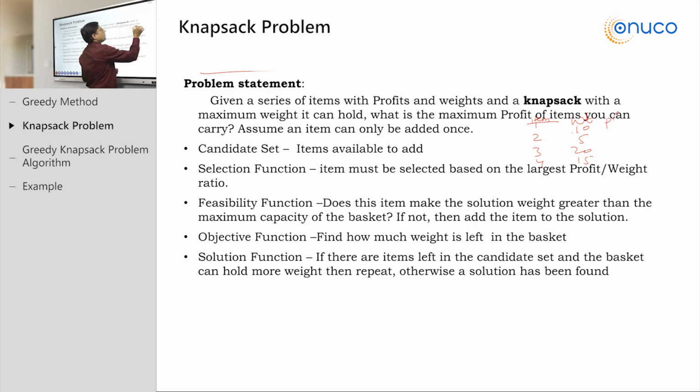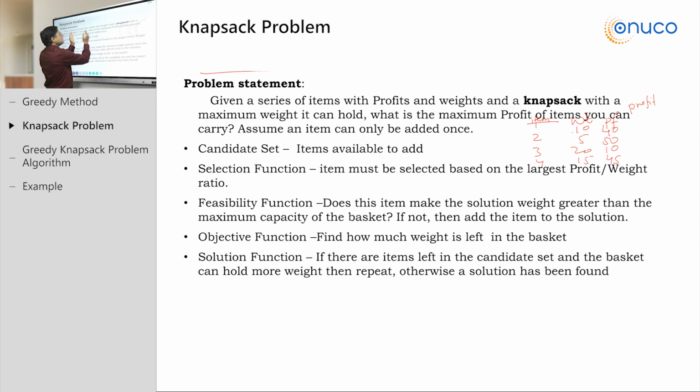Now we have a profit for all the elements. Say the profit is 40 here, here we have 50, here say it is 20, and here we have a profit of 45. It means every item has its own profit and its own weight. So this is exactly the problem given.